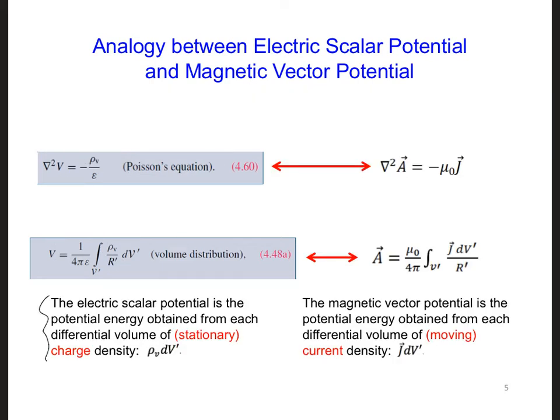Now we can complete our analogy to the magnetic vector potential, which is on the right side of the screen. We can say the magnetic vector potential is the potential energy per element of current, or the potential energy obtained from each differential volume of current density, J dV. So on the left-hand side of the slide, we have electric potential due to stationary charges, and on the right-hand side, we have the magnetic vector potential due to moving charges.